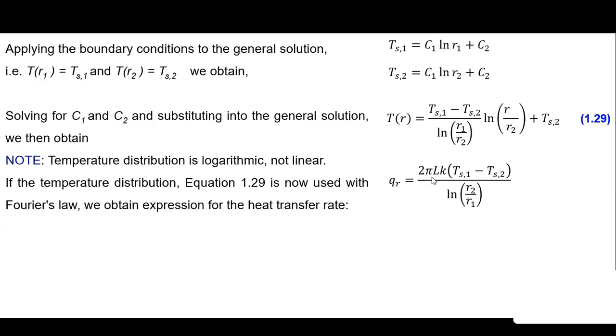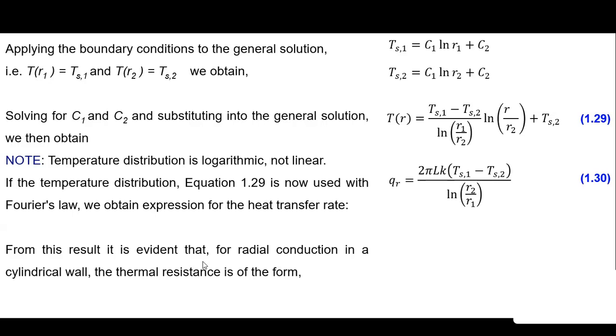So it was K A divided by L into Ts1 minus Ts2 in case of the plane wall. So here you can see the change, 2 pi L divided by natural log of R2 upon R1. This will represent the geometrical things. Otherwise, K into Ts1 minus Ts2, this term is constant for both the things. Similarly, we can express the conduction from this equation.